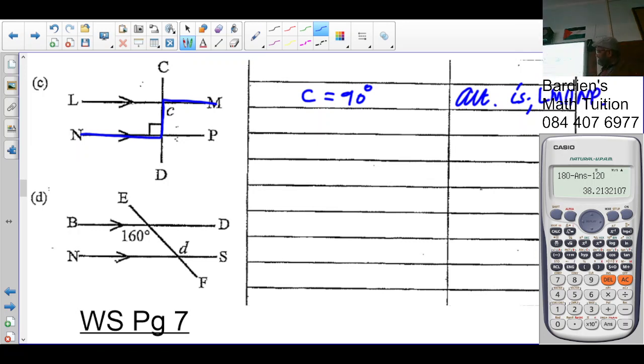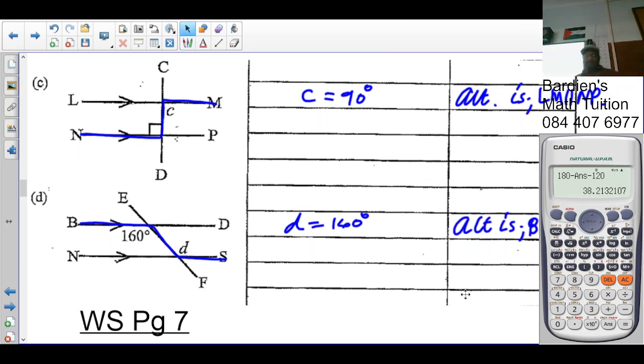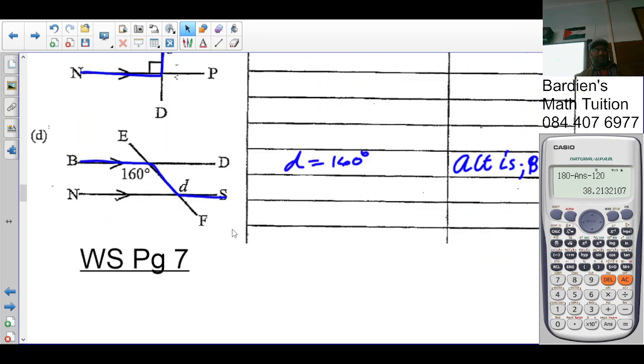Okay. Look at the next one. D, are you going to calculate D? So also the Z, can you see that? So D is equal to 160 degrees. Why? Alternate angles. BD is parallel to? Okay, you guys got it?